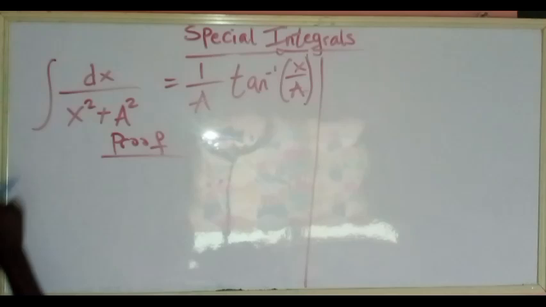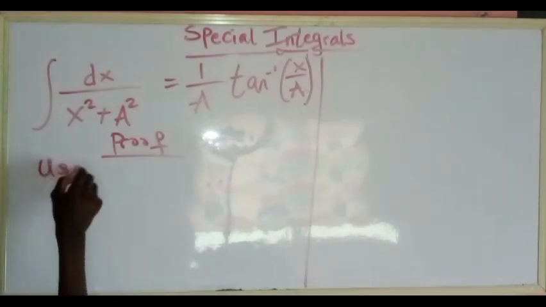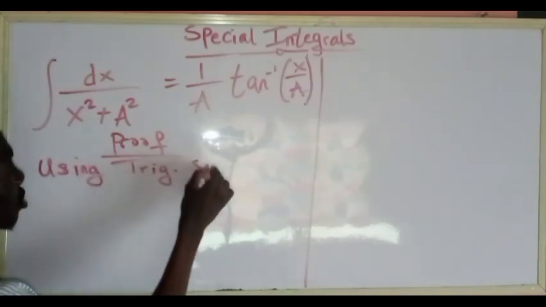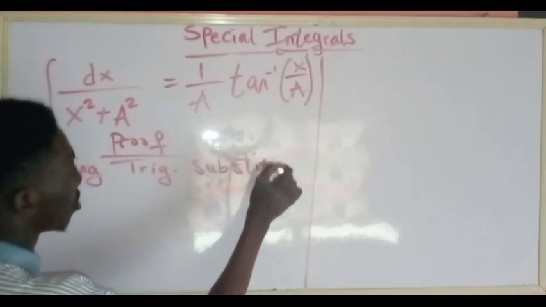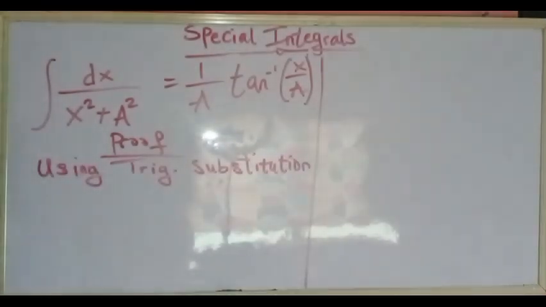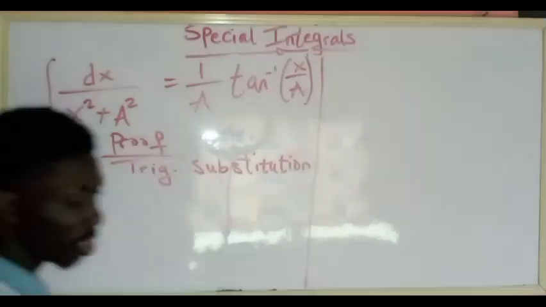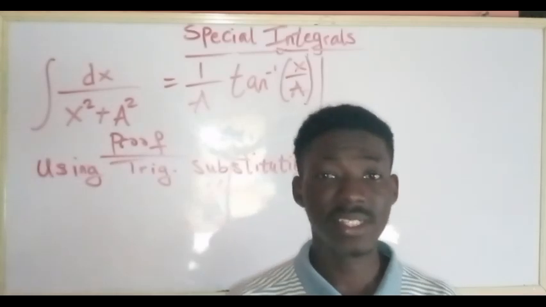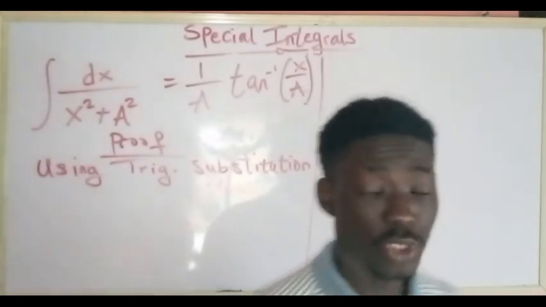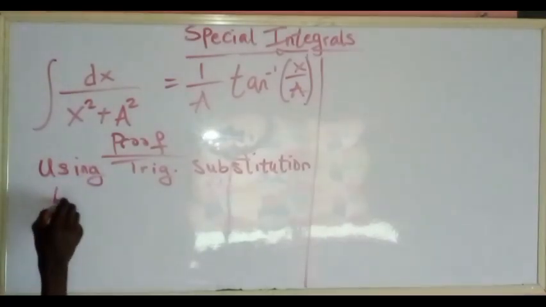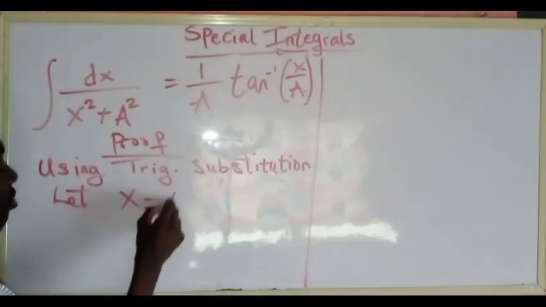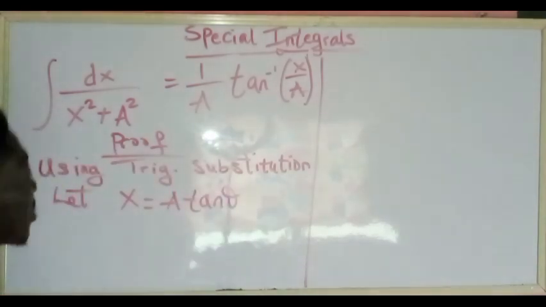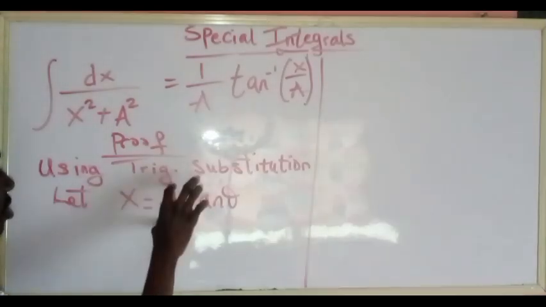We can see in this place we are using trigonometric substitution. Whenever we have 1 over x squared plus a squared and we're integrating it, we use the tangent substitution. So we say let x equal a tan theta. That will be the first thing you do. You assume your x is equal to a tan theta.